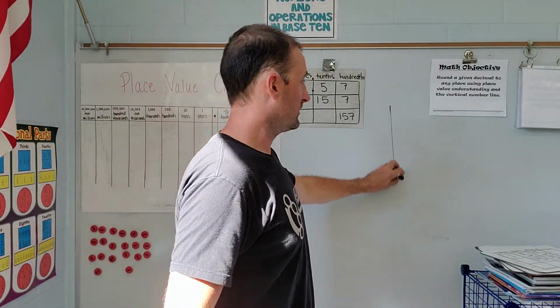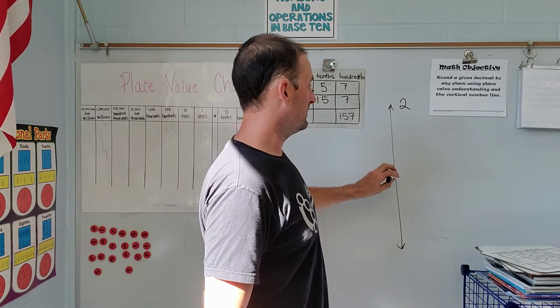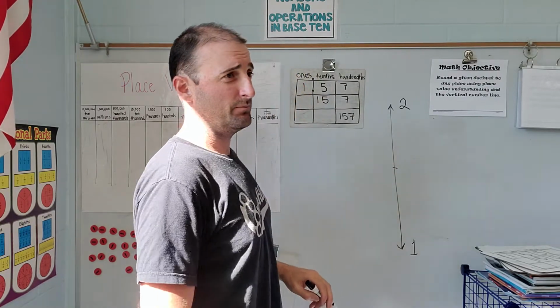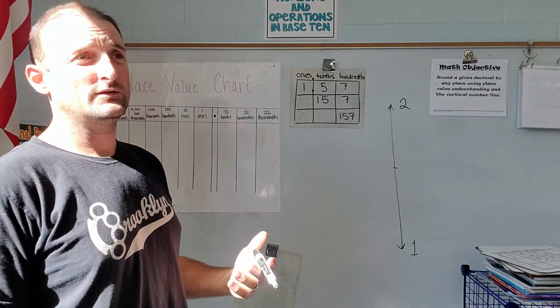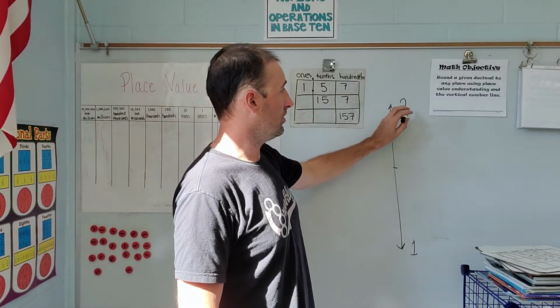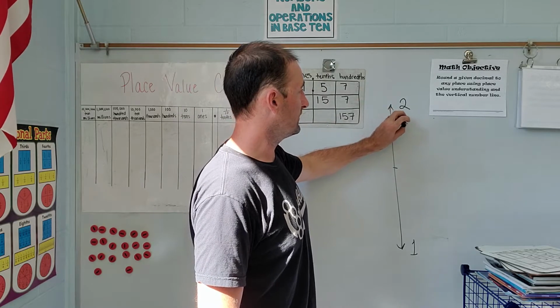So we can make a vertical number line. I'll put my whole number 2 up there. I'll put my whole number 1 down here. We're going to try to find a midpoint. Now, between 1 and 2, we may know what the midpoint is, but what is 2 wholes? 2 wholes is actually 20 tenths.